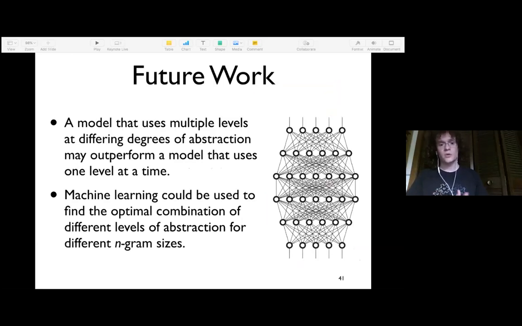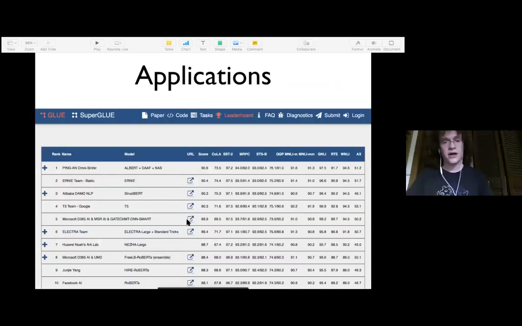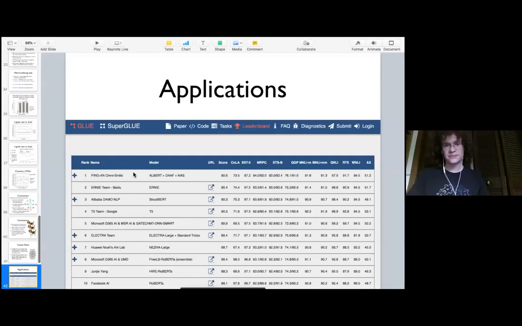Future work will be looking at seeing whether we can get a model that uses multiple levels at varying degrees of abstraction to outperform a model that uses one level at a time. And particularly, we might be able to use machine learning to figure out the optimal combination of different levels of abstraction for different n-gram sizes. All right, that's my talk.